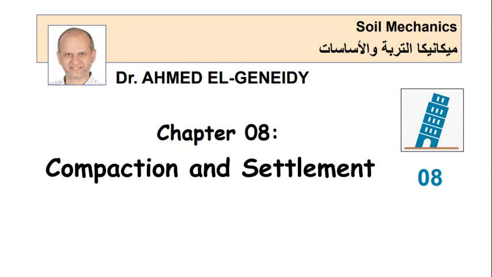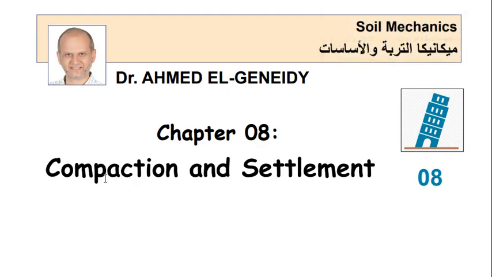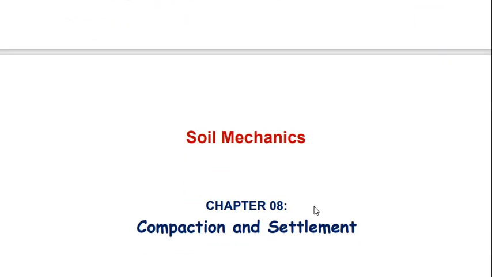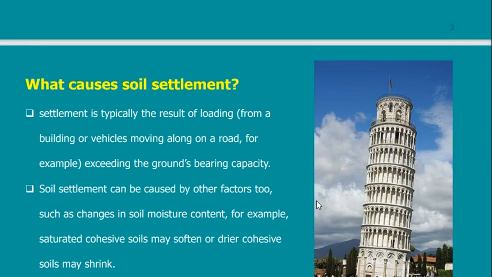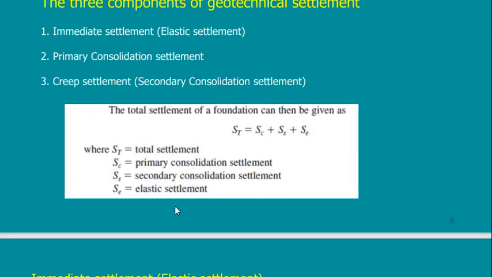So now we are going to concentrate in the remaining part of the lecture on three things: compaction, settlement, and consolidation settlement. Compaction will result in reducing the settlement, and consolidation settlement would happen with time in clay. So what are these? What is compaction? Of course, I will first go to what the types of settlement are. We have three main types of settlement.